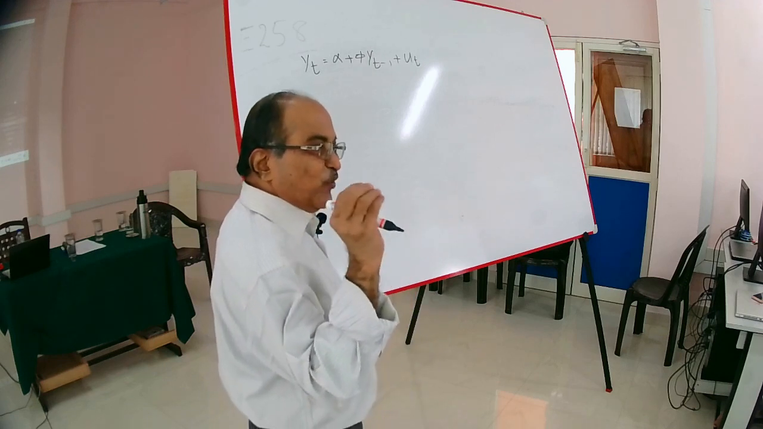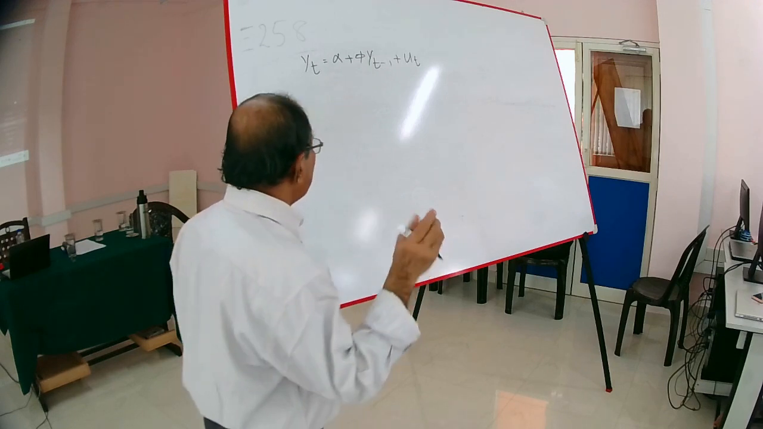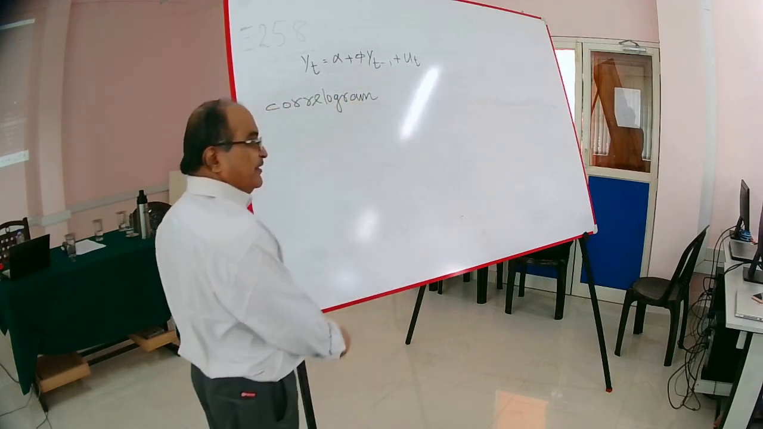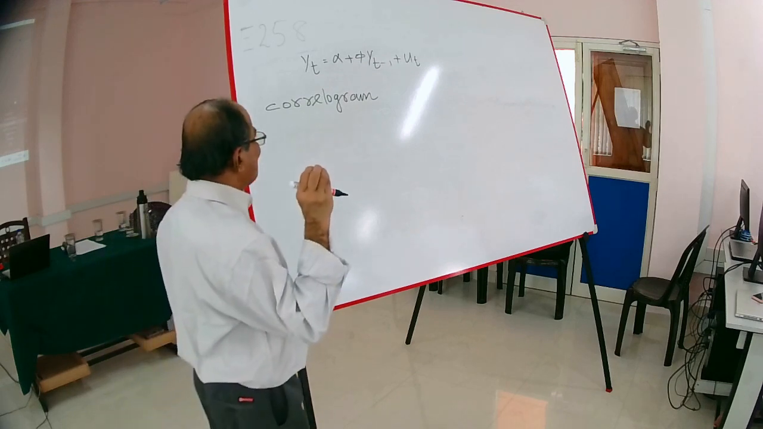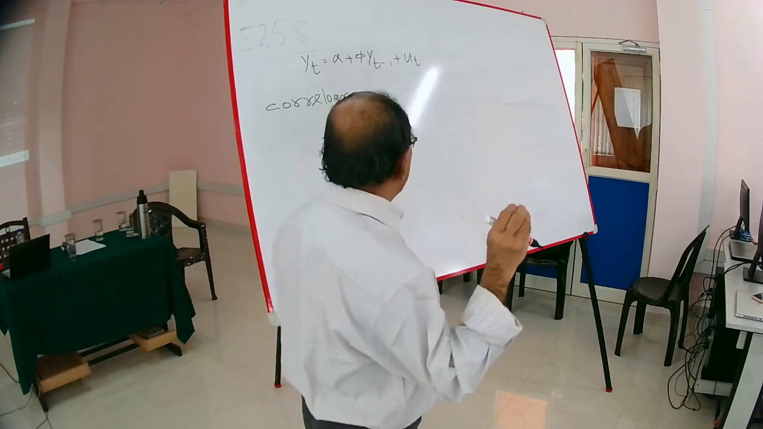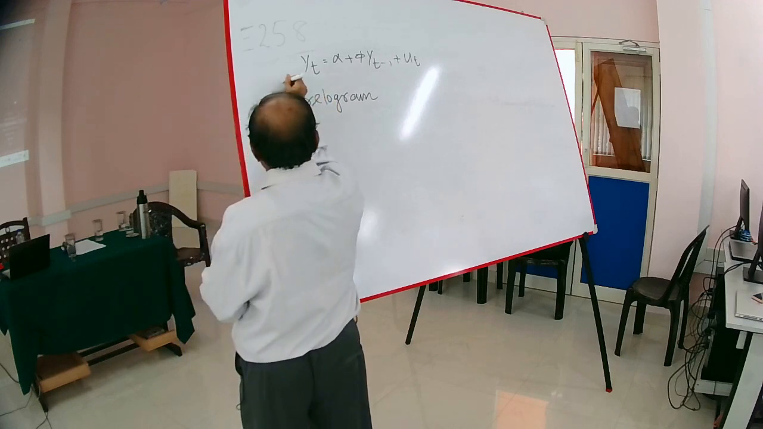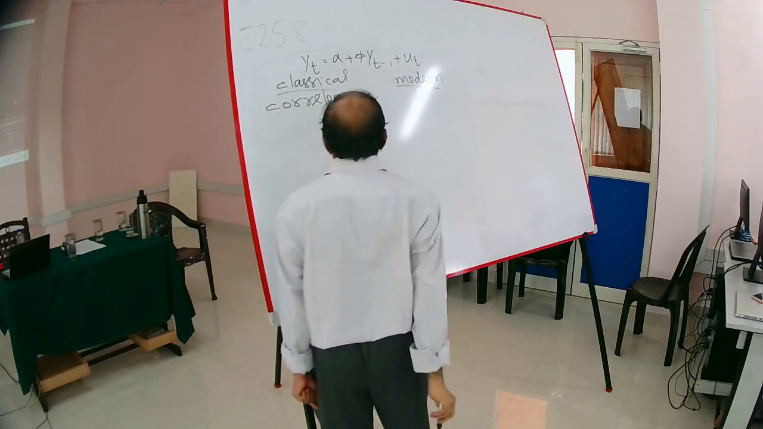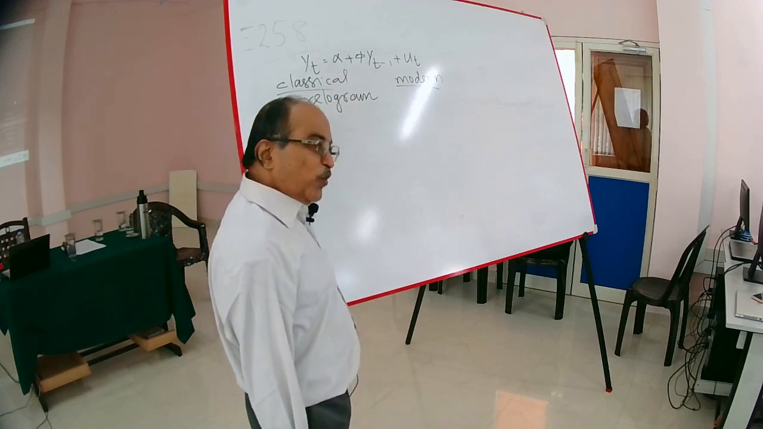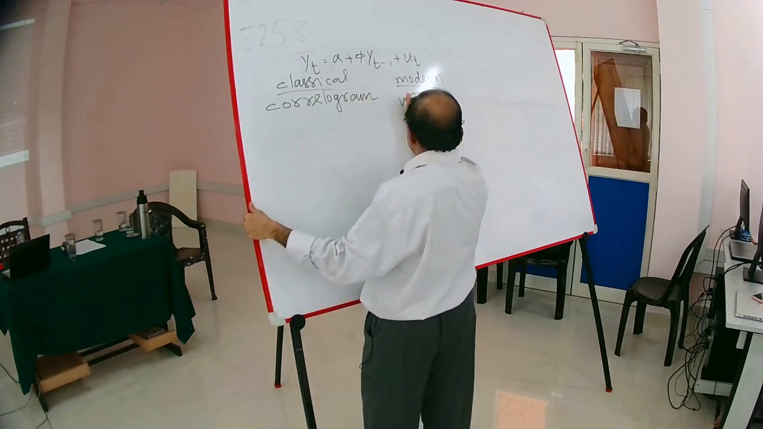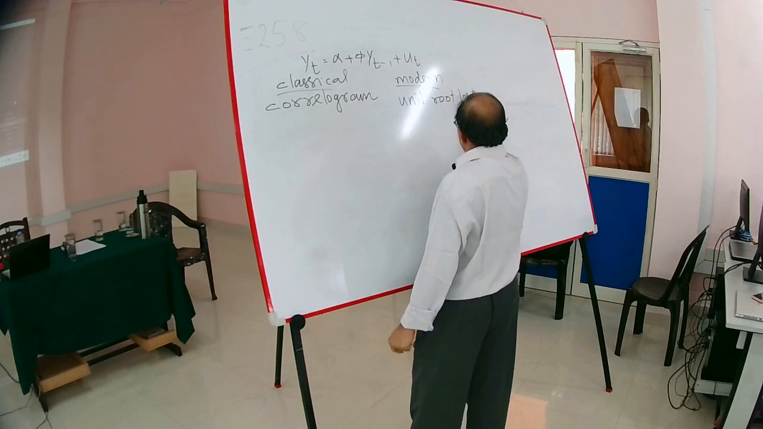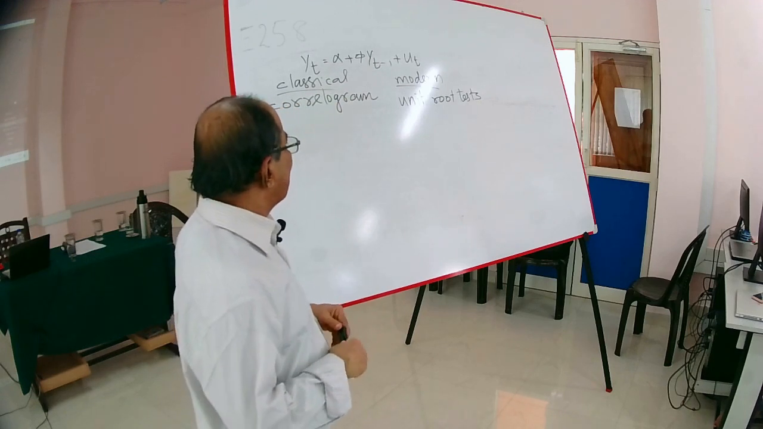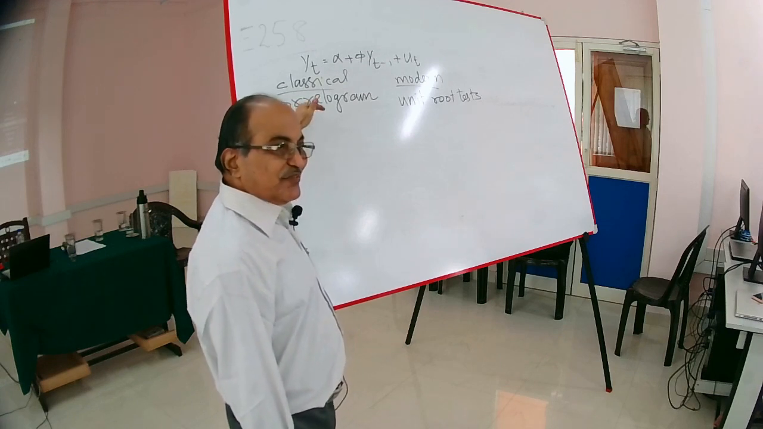Now, whether a series is stationary or not, we can find out statistically using a method called Correlogram. That is, we have statistical tests to find out whether a series is stationary or not. The statistical tests can be classical and modern. The classical method is through Correlogram, and the modern method is using the unit root test. So these two methods we will learn. Now we will start with the classical method of finding out whether a series is stationary or not.